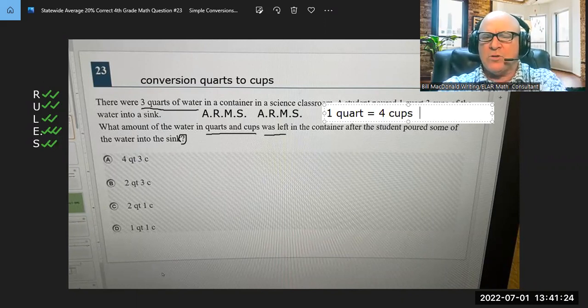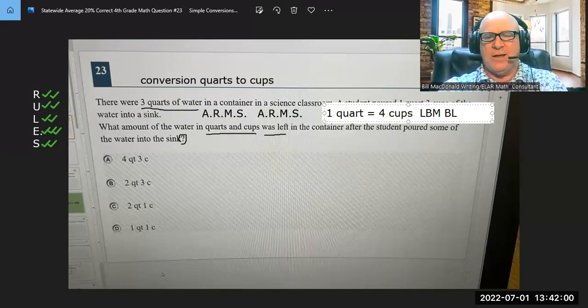So if you can remember that, that's great. But a lot of kids struggle so much with conversions that we need to stop focusing so much on the keywords and look at the numbers. Whenever you're going, as you can see here, from a smaller number, quarts, a little number, to a big number, then you're going to multiply to get your conversion. Also, you can think of the acronym Love Big Meals. When? Breakfast, lunch, and dinner.